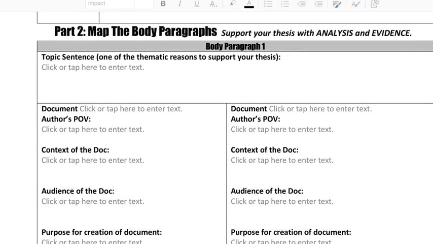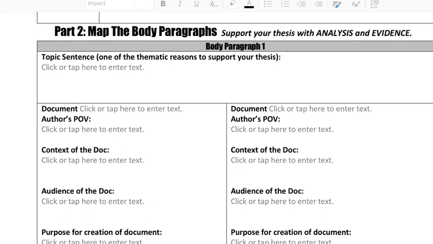Moving on to body paragraph 1. Now, this is where the DBQ breakdown differs from your actual writing of the DBQ. The topic sentence is the same. You're going to take this from your thesis statement from the first part of the DBQ. But here you'll notice on the DBQ breakdown, I'm asking you to analyze each of the documents.